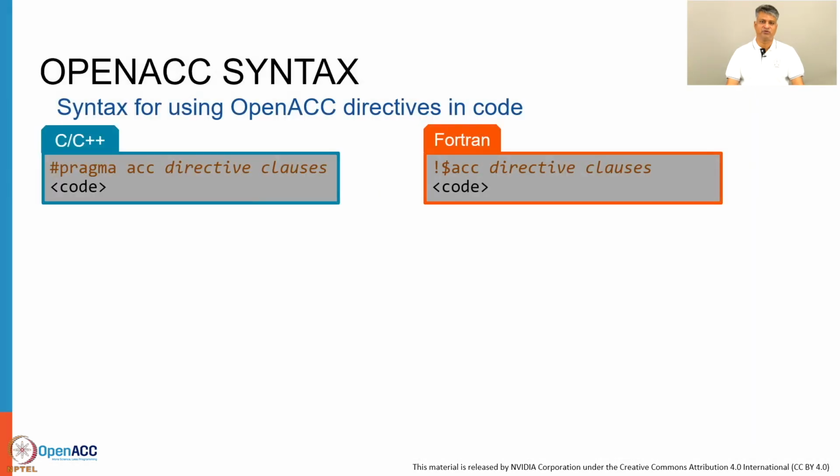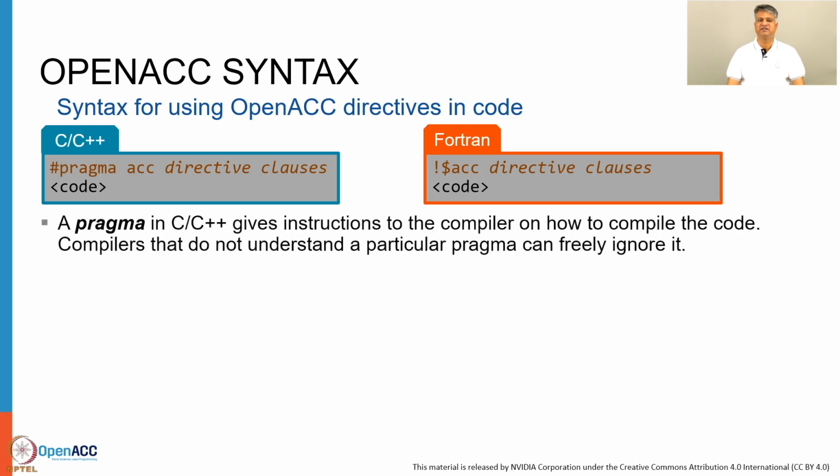The syntax for using OpenACC directives is very similar to the one which we used for OpenMP. In C, C++, you would have a hash pragma, then the ACC directive, and then certain clauses pertaining to whatever you would like to do. If I look at the Fortran version of the code, you would have exclamation $ACC, then the directive and some clauses.